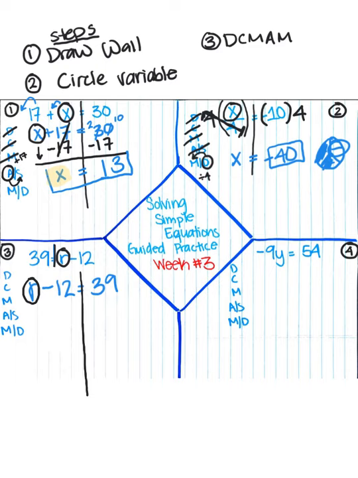Drew my wall, circle my variable, there's my DC man. I'm not going to be distributing, combining, or moving. So now I have these last two steps to keep in mind. And well, since we've done a couple of example problems like this, I have to ask, what do you see? What operation is there? Yeah, you're right. It's subtraction. So what we need to do is the inverse operation, which is what?